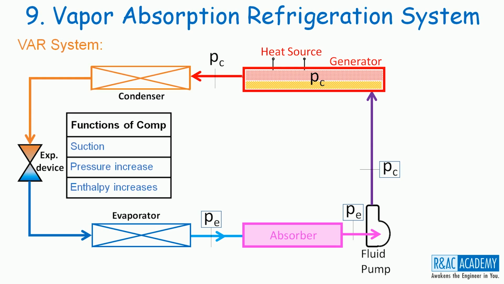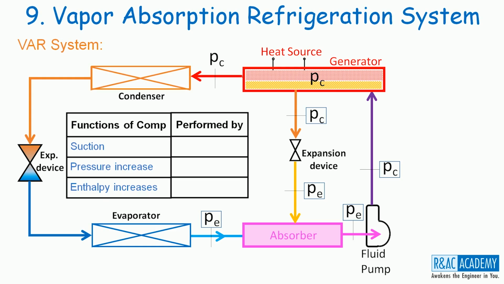But the lean mixture that is leaving the generator will be at pressure PC and we need to maintain the absorber at pressure PE only. Therefore, we need to expand this lean mixture from pressure PC to PE and then deliver it into the absorber. This completes the cycle.